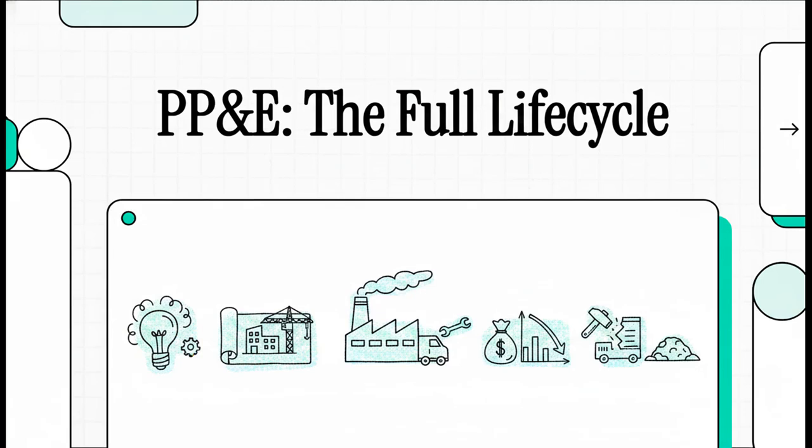Welcome back. If you're looking to master the heavy-duty financial mechanics that keep massive organizations running, you are in exactly the right place. Today, we're taking a really fascinating journey through the complete chronological life cycle of property, plant, and equipment, or PP&E. We're going to track a capital asset from the very first spark of an idea in the planning phase all the way to its eventual disposal.